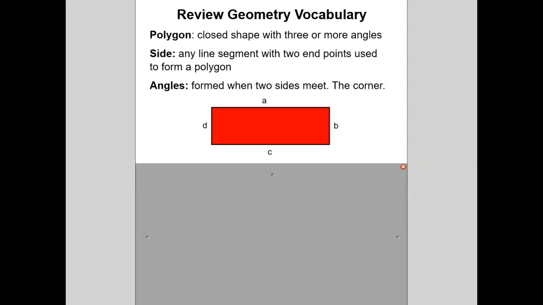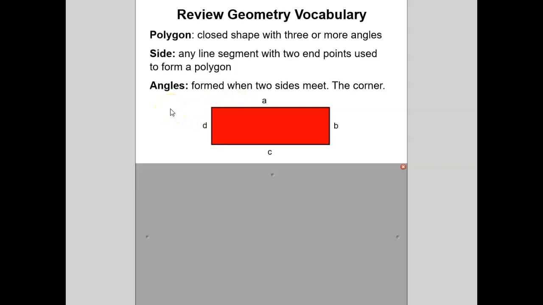So, we've spent 3 days now learning about different types of polygons. And a polygon is just a closed shape with 3 or more angles. And polygons have sides. A side is just any line segment with 2 endpoints used to form a polygon. And an angle is different than a side because an angle is formed where 2 sides come together or meet.